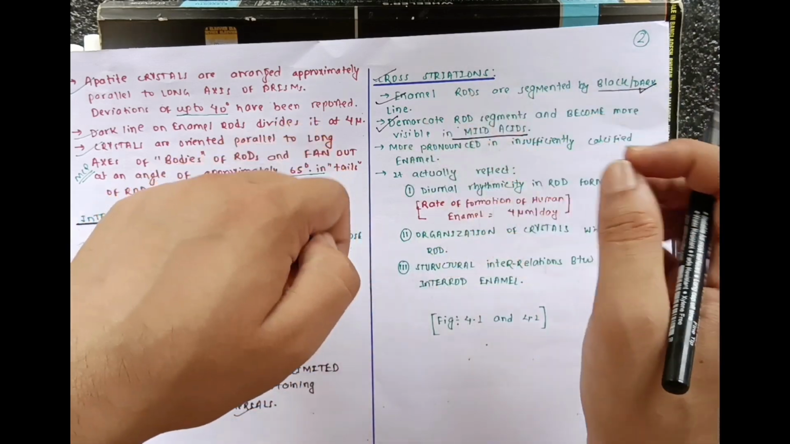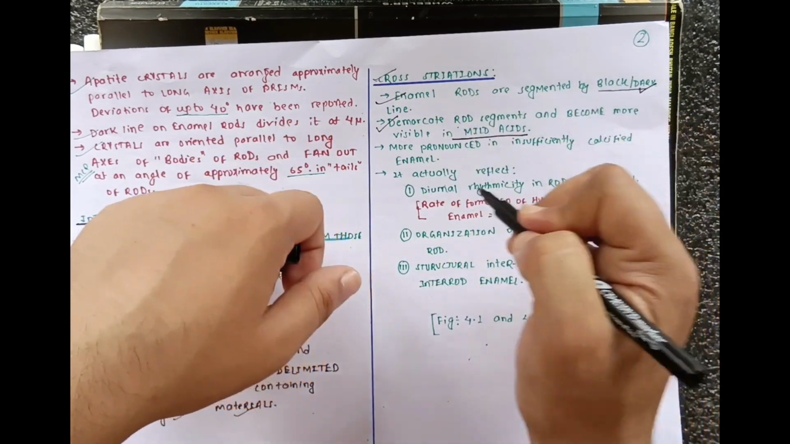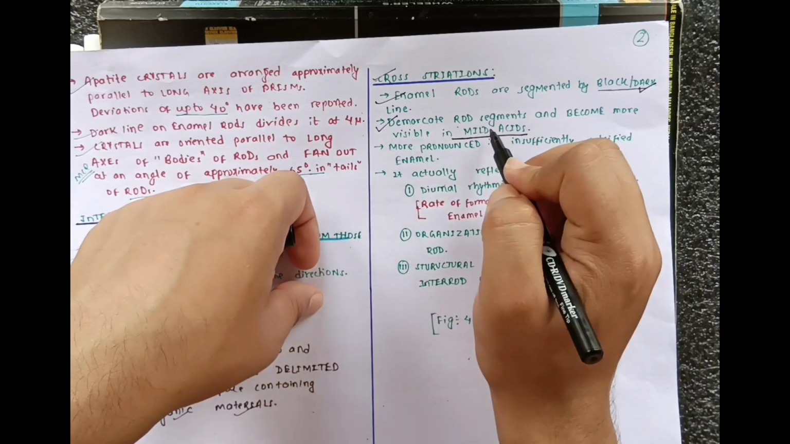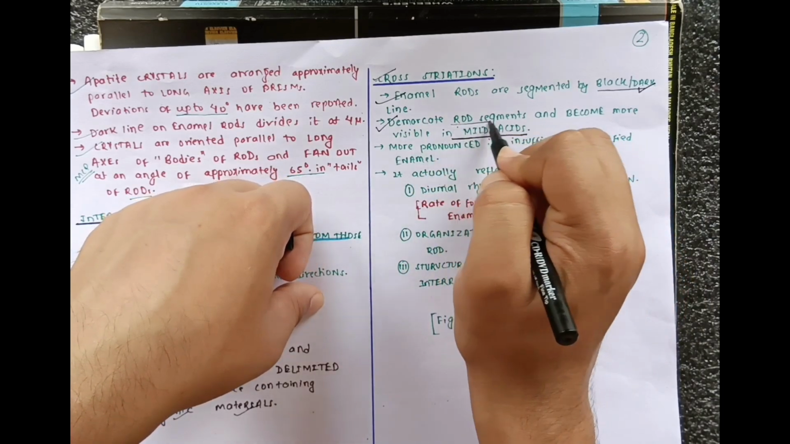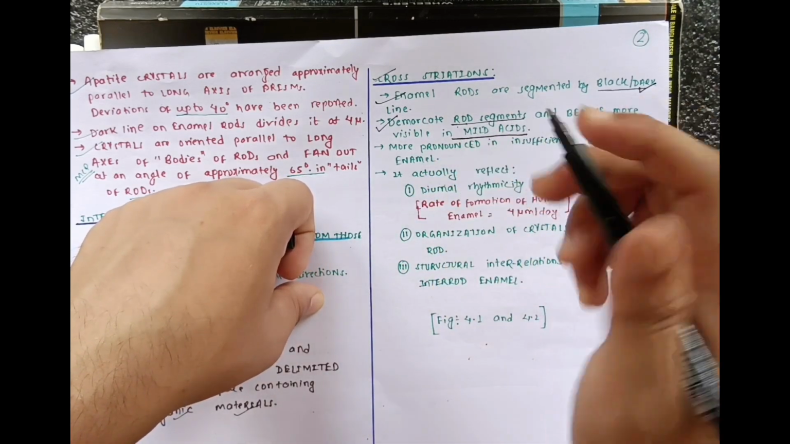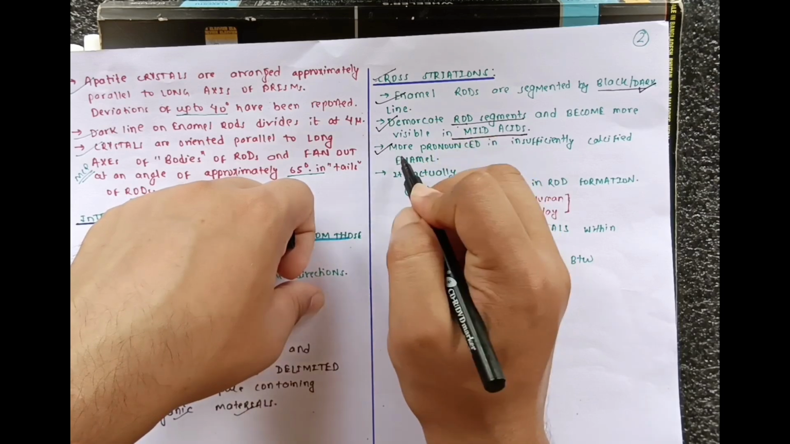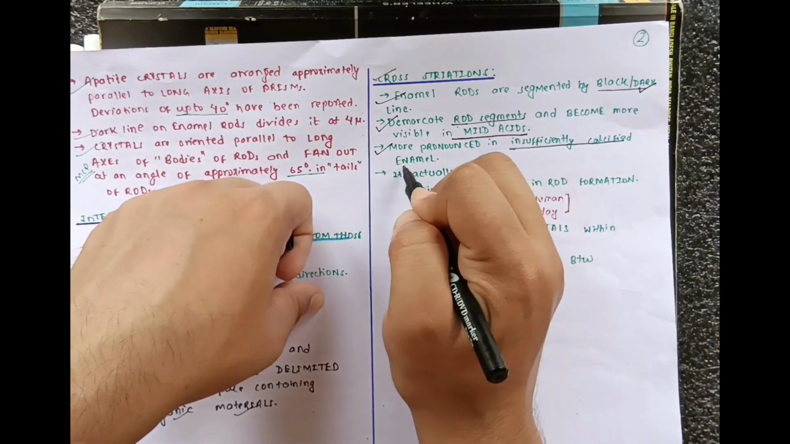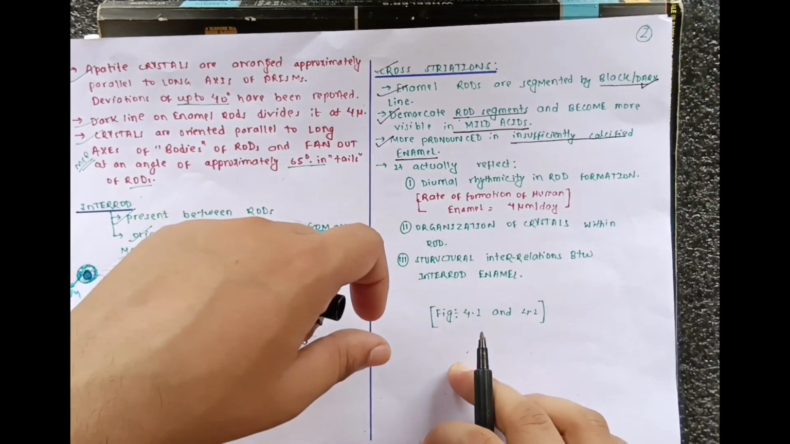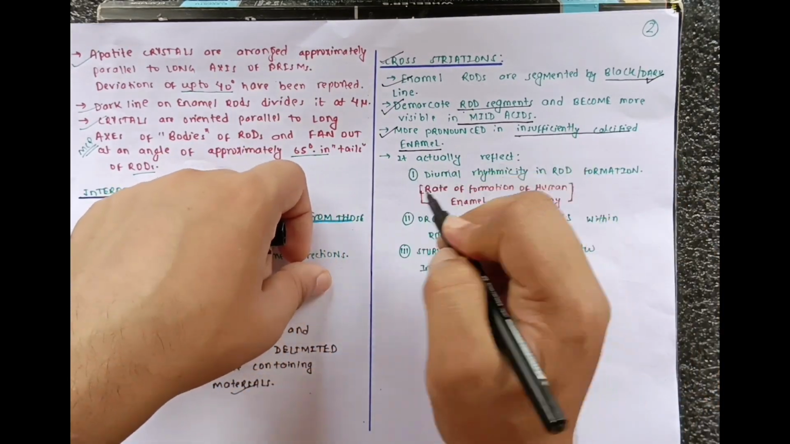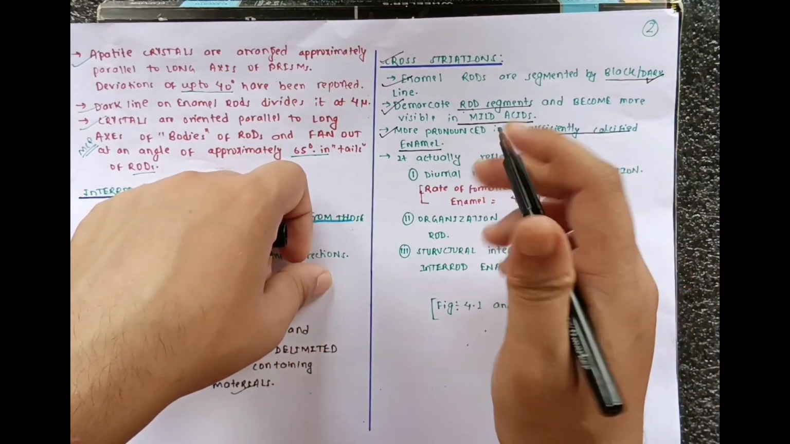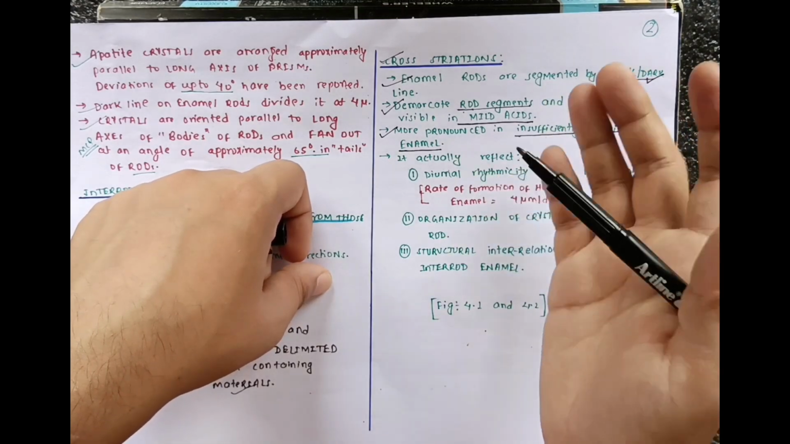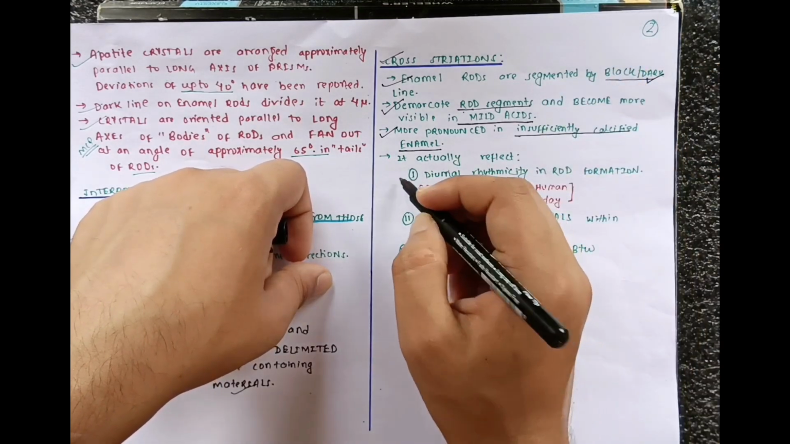If the enamel is acted upon by mild acid, at that time the rod segments are demarcated properly. After that, I have written it is more pronounced in insufficiently calcified enamel. So this is also important. Now after that, we can see cross striations are present because of primarily these 3 points.